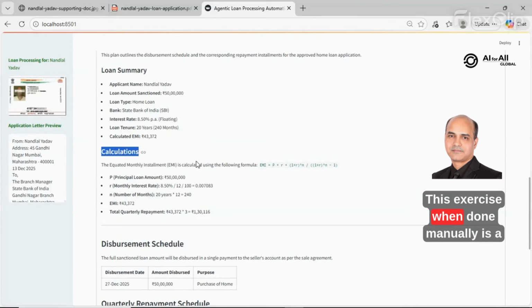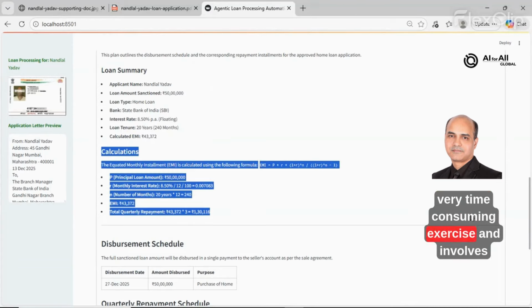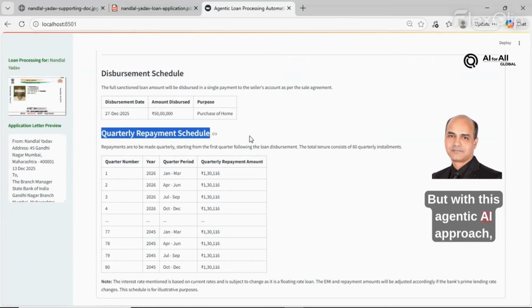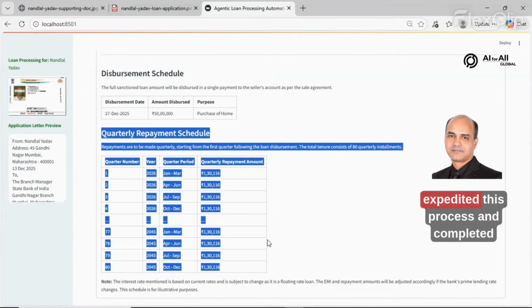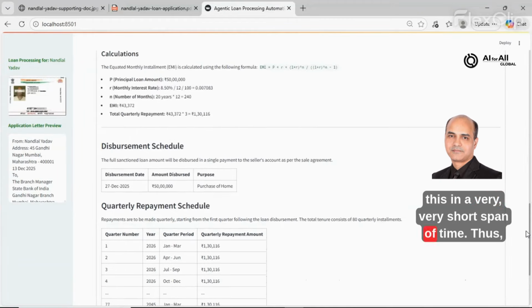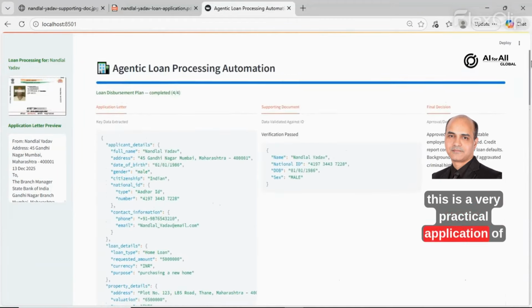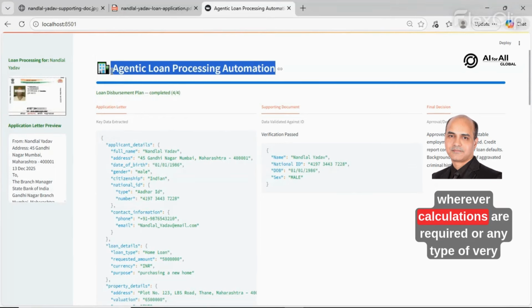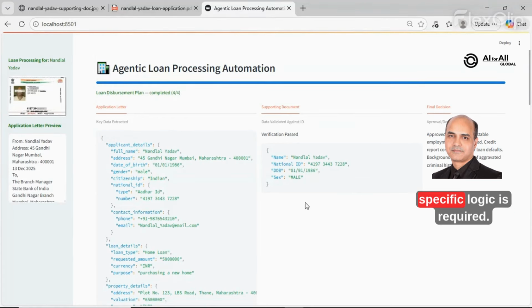This exercise, when done manually, is a very time-consuming exercise and involves the engagement of many people. Often takes a very long time. But with this agentic AI approach, we have expedited this process and completed this in a very, very short span of time. Thus, this is a very practical application of agentic AI and MCP. MCP is used here to interact with the APIs, internal APIs, wherever calculations are required or any type of very specific logic is required.